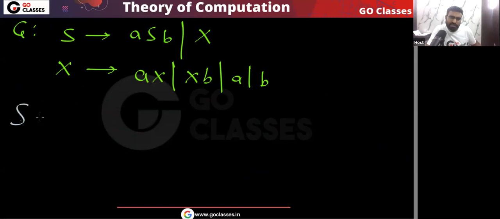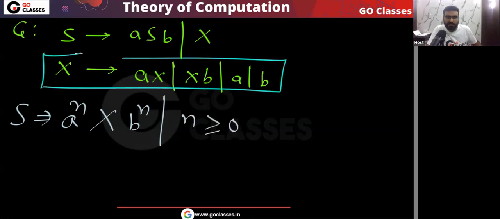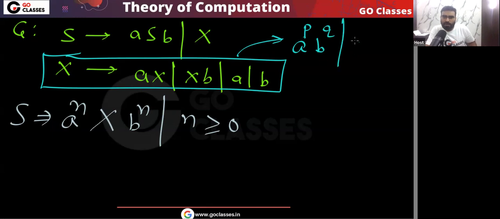So we have already seen that this S is generating a power n b power n. In the middle there is X, where n is greater than equal to 0. And remember what X is generating, that we have already seen. What X was generating was at least one a or at least one b. This was basically generating a power p b power q, where either p is greater than equal to 1 or q is greater than equal to 1.